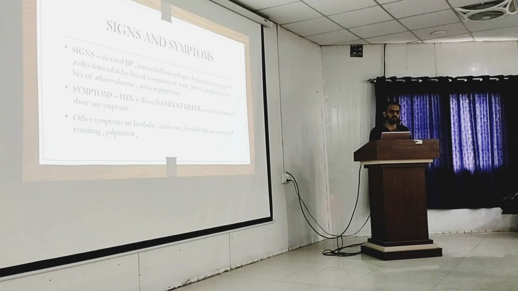Signs and symptoms. Signs include elevated blood pressure, conjunctival hemorrhages, hypertensive retinopathy, radiofemoral delay because of coarctation of aorta, loss of peripheral pulses because of atherosclerosis, and aortic regurgitation. Hypertension is also called the silent killer as sometimes it doesn't show any symptoms. Other symptoms are headache, confusion, visual disturbance, nausea, vomiting, palpitation, epistaxis, etc.